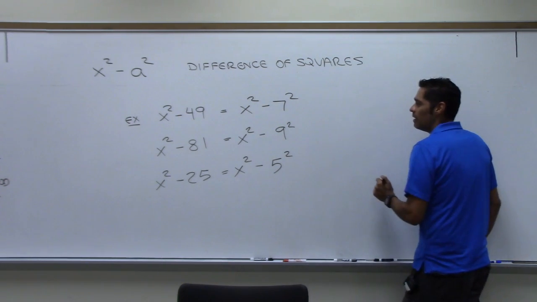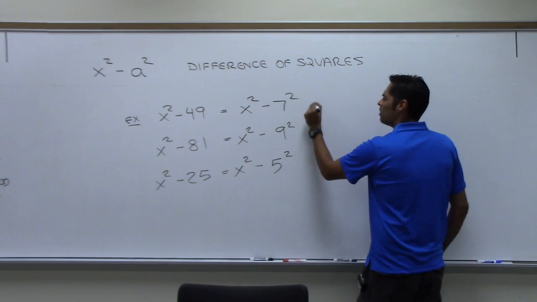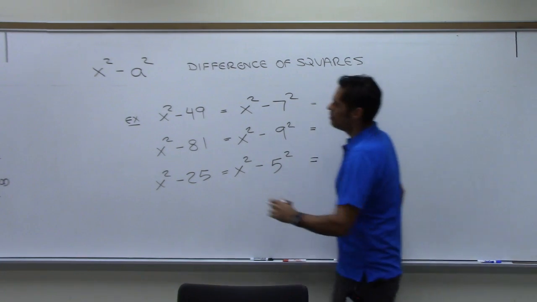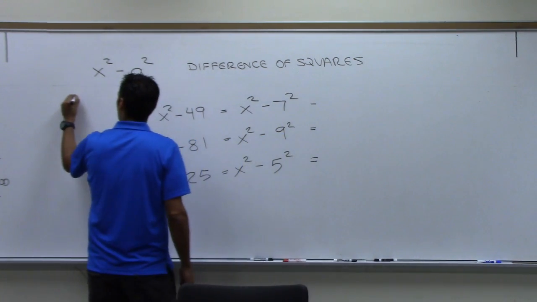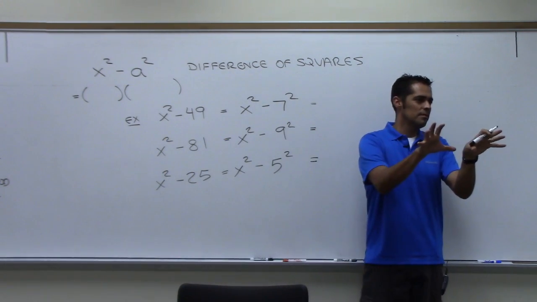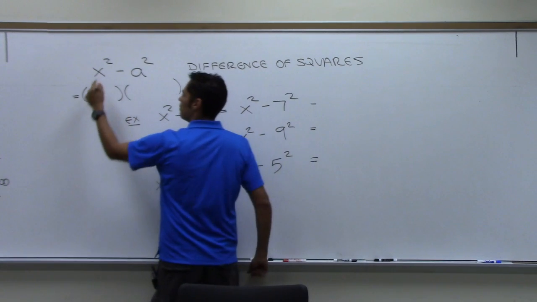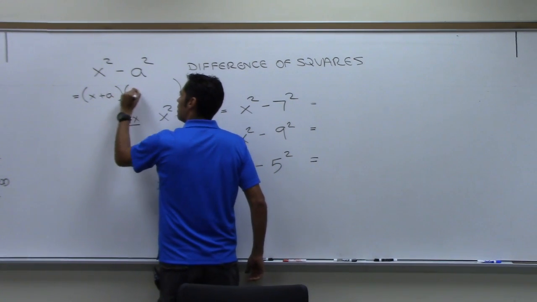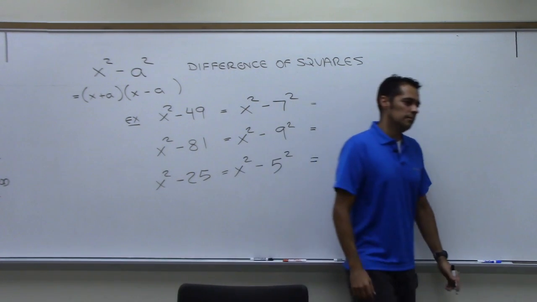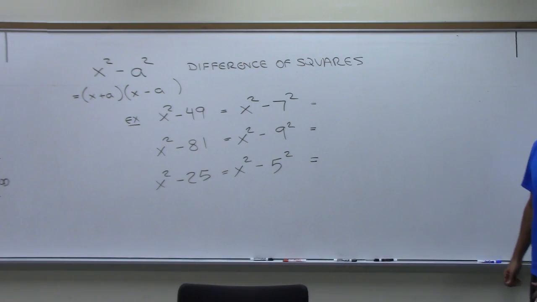All right, so these are perfect squares. And because of that, what's the formula for it? Does anyone remember what it is? I didn't put it down up here. It's always going to break down to be 2 factors. It's going to be x plus a, x minus a, and it doesn't matter which way you write those.